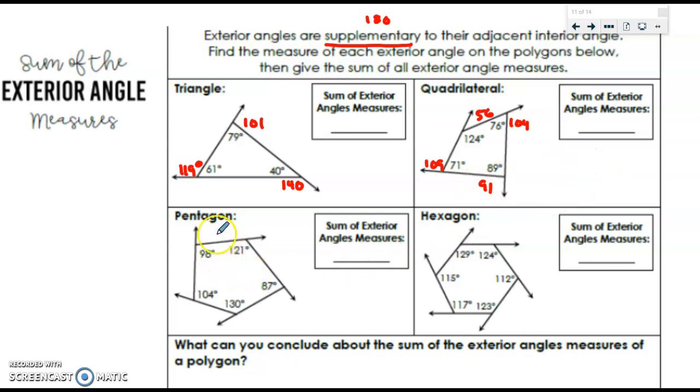So I'm going to ask you guys just to try to figure out what all these exterior angles are, and then try to find out what the sums are. Like if I add up all of these exterior angles, what do I get? And then when you're ready, pause the video now and go on to the next thing.